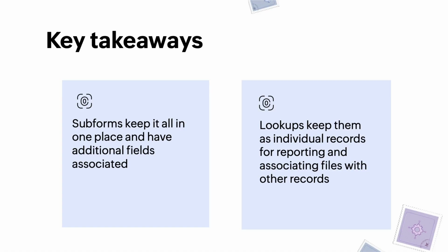So some key takeaways here. Subforms can be used to keep everything all in one place for you to be able to use, reference, and have some control over in your application, as well as having any of those additional associated fields all in one go visible on the parent record. Lookup fields are great for keeping them as individual records and still associating them, but also being able to use them later on in other forms or in other workflows for reference or for whatever reason.